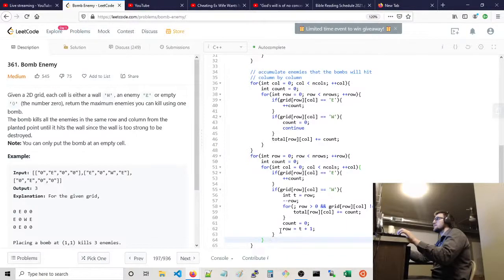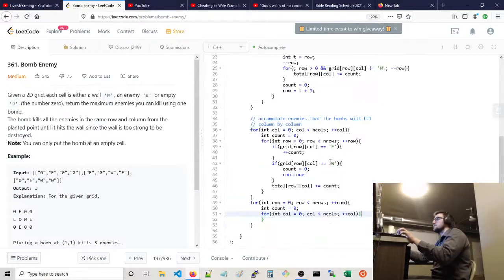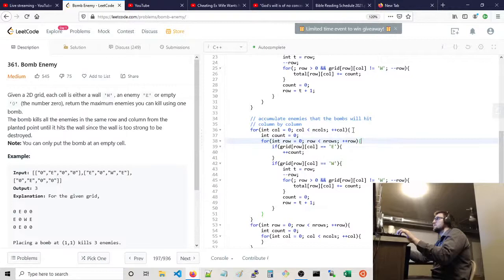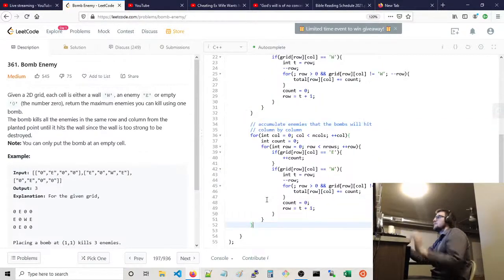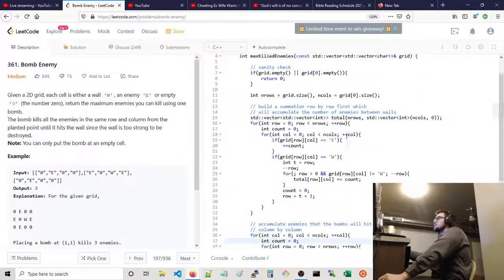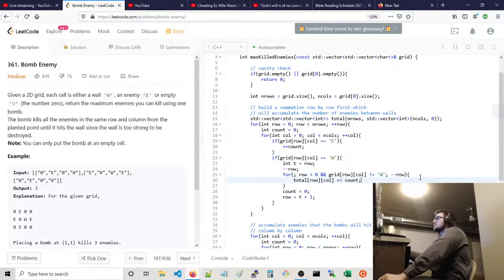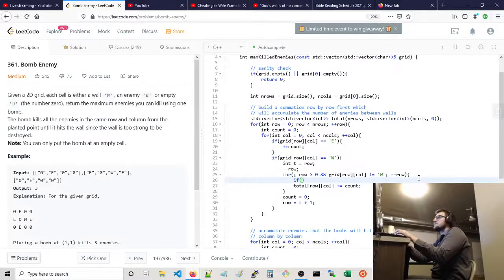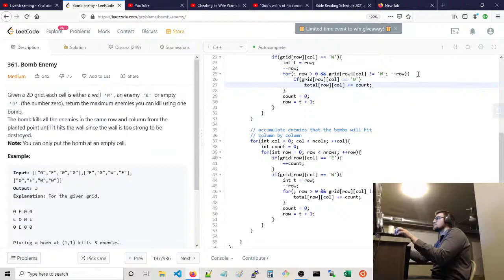Let's actually take this inner portion, which is basically the same. And I'll re-chat in a moment. So column by column. And you can actually slightly modify this. You could say if grid of row column equals O, then you would accumulate, right? You don't have to accumulate everywhere. Same thing here.